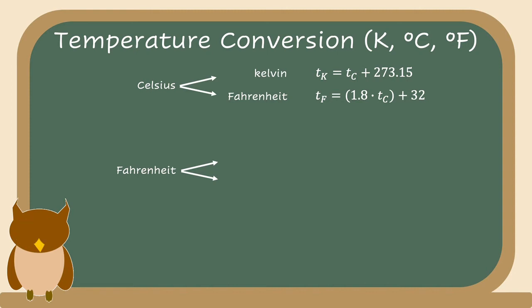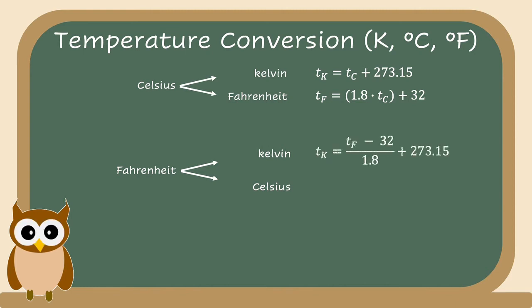If we start off with a temperature recorded in Fahrenheit, we can convert to Kelvin and Celsius using these two equations. To convert to Kelvin, we must subtract 32 from our starting value and then divide by 1.8. Then we must add 273.15. Effectively, we are converting to Celsius first and then to Kelvin. So converting from Fahrenheit to Celsius is similar to the previous equation. We must simply subtract 32 and then divide by 1.8.